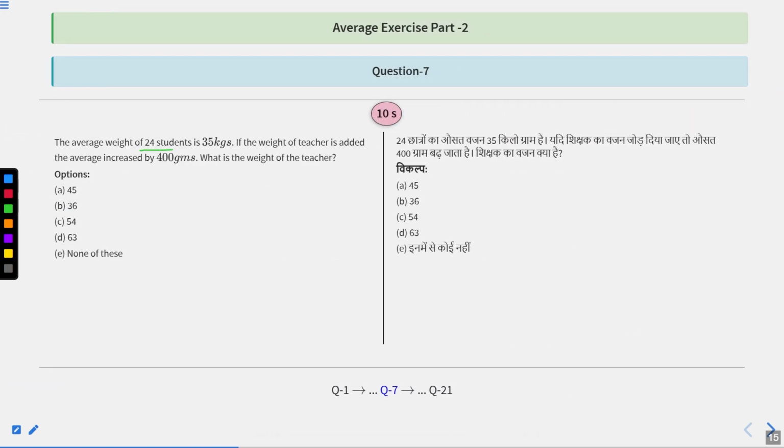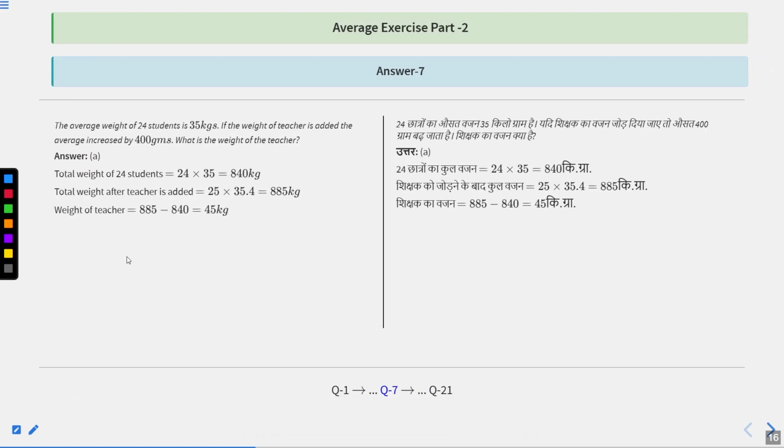The average weight of 24 students is 35 kg. If the weight of the teacher is added, the average increases by 400 grams. What is the weight of the teacher? You have 5 options and 10 seconds to analyze the question. Your time starts now. Now time's up. Let's see the solution.